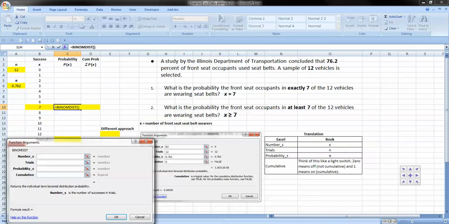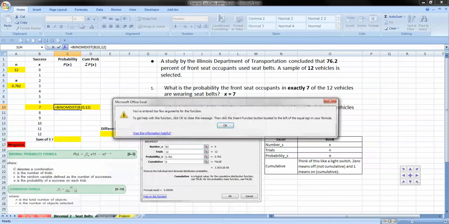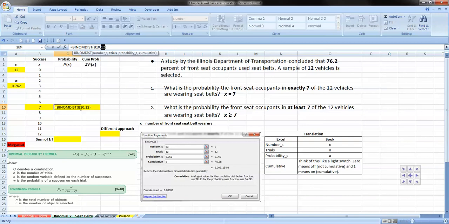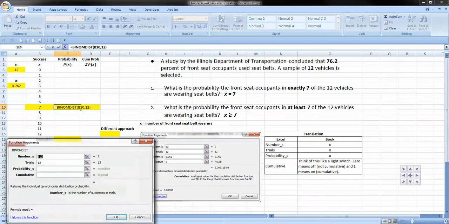In this case, it's 7. But we'll go ahead and click the formula icon because we're going to copy this formula. And then the number of trials equates to n, which is 12. And don't hit OK before you're done, or Enter for that matter. Probability underscore s is our probability, which is pi, and that's 0.762.